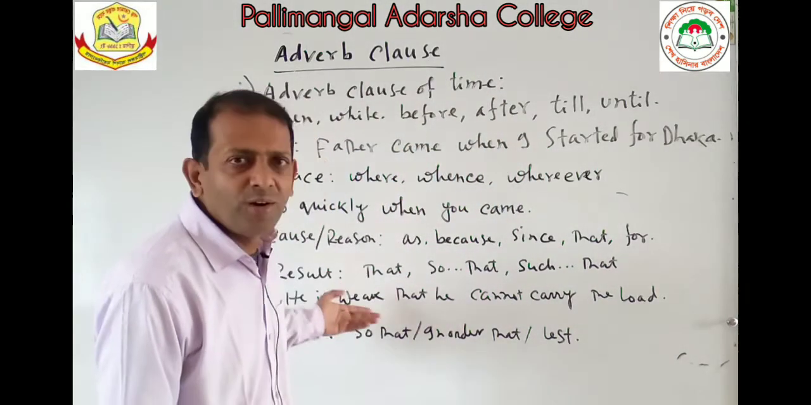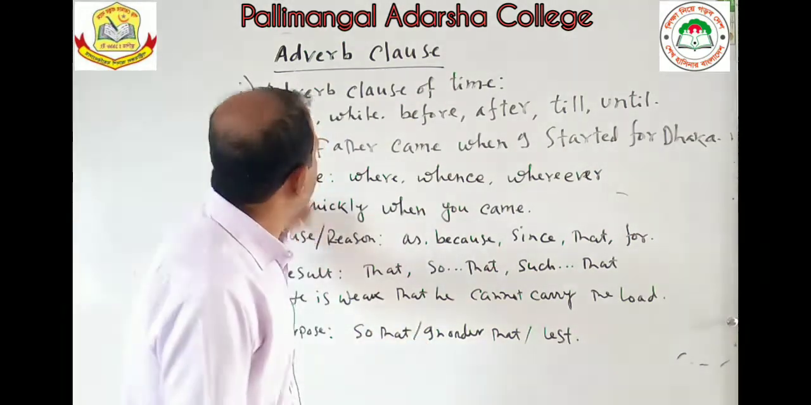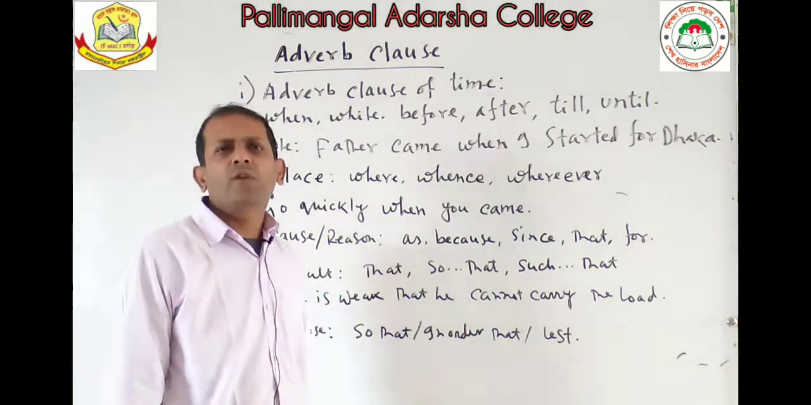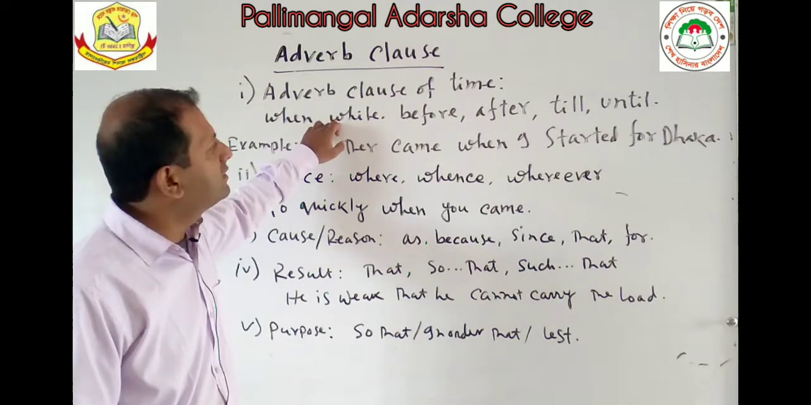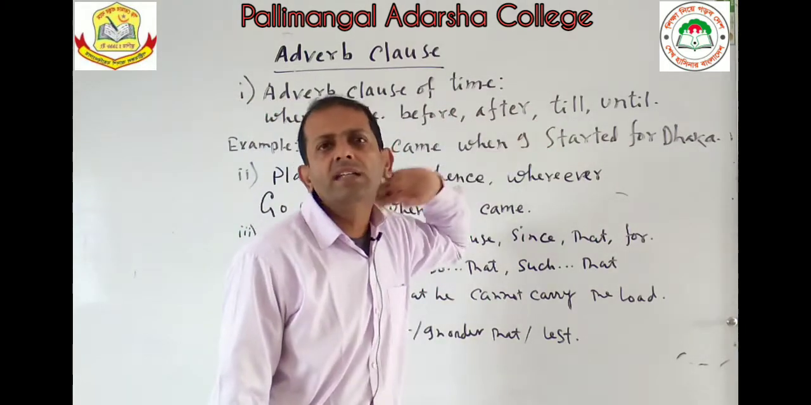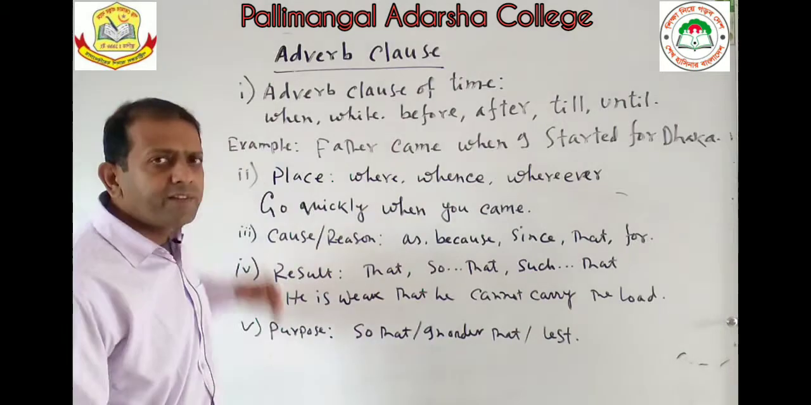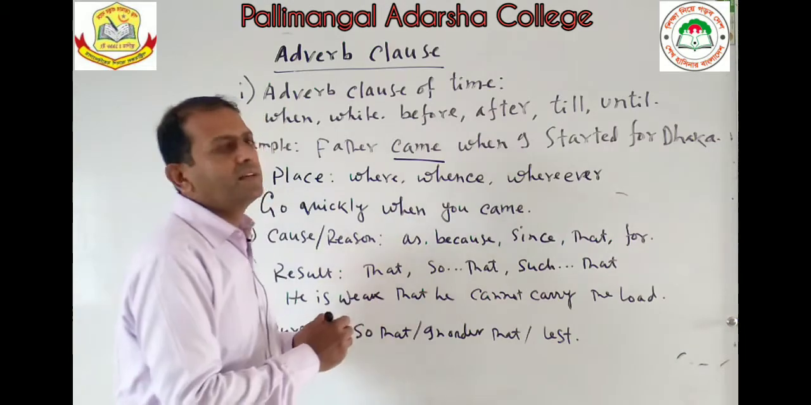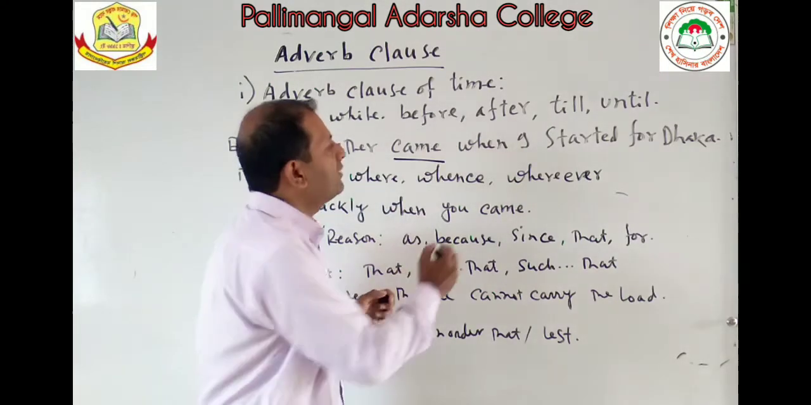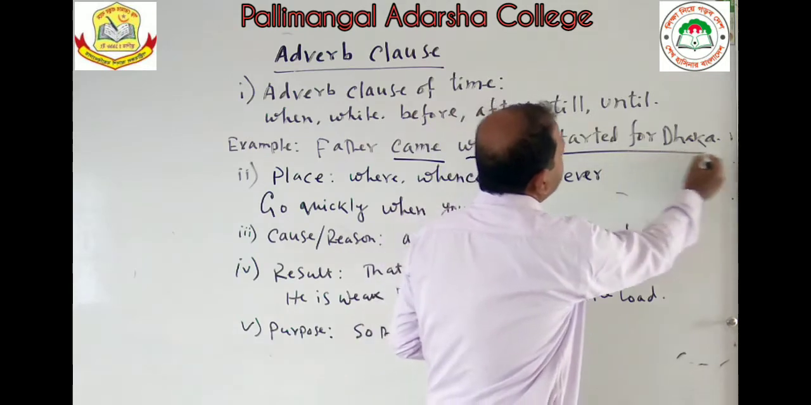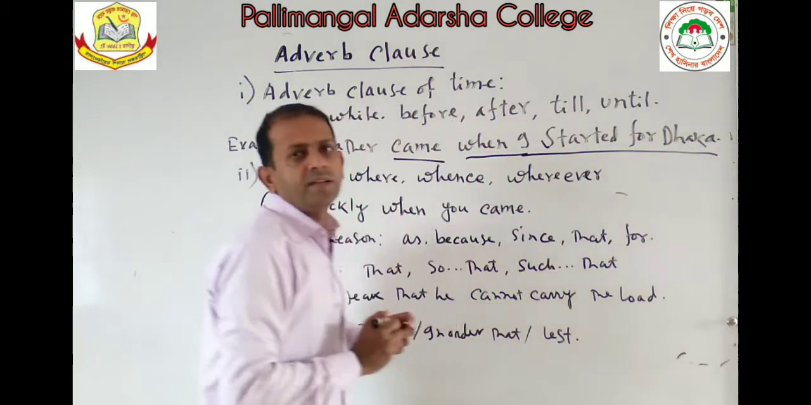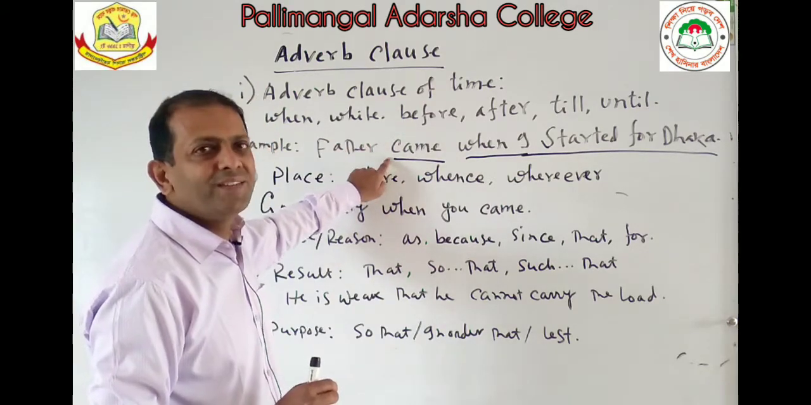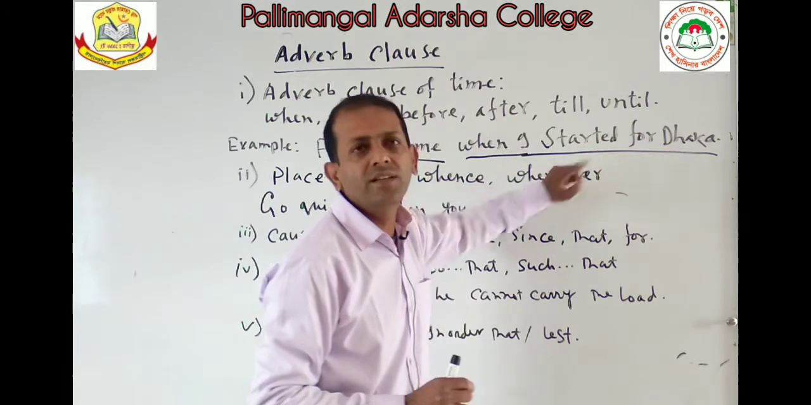Now please pay your attention to the board. Here I have written adverb clause of time. What is time? When, while, before, after, till and until. For example, father came. Look, this verb is came. I ask, father came when? Father came when I started for Dhaka. So this is the verb, and this part is the adverb clause of time.